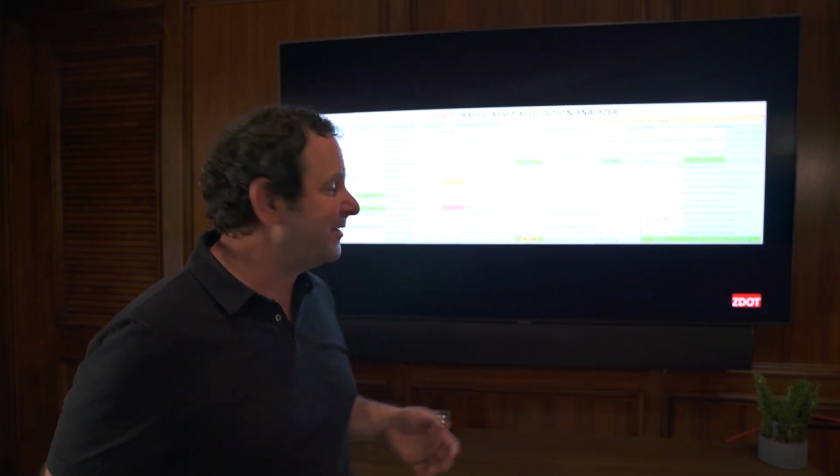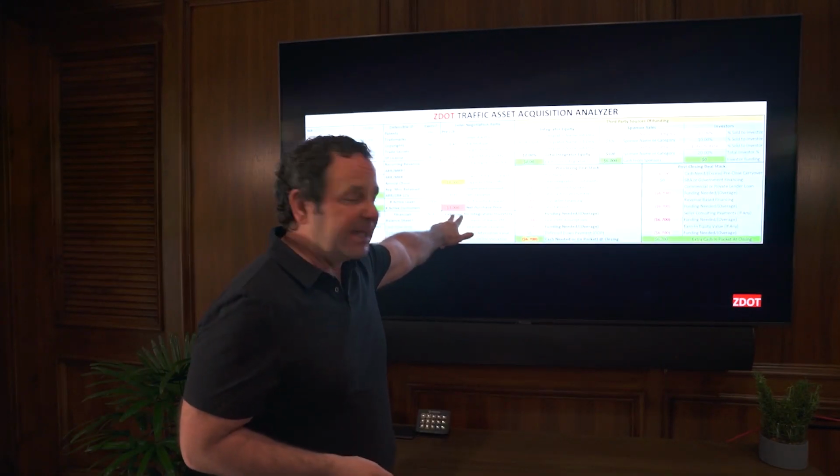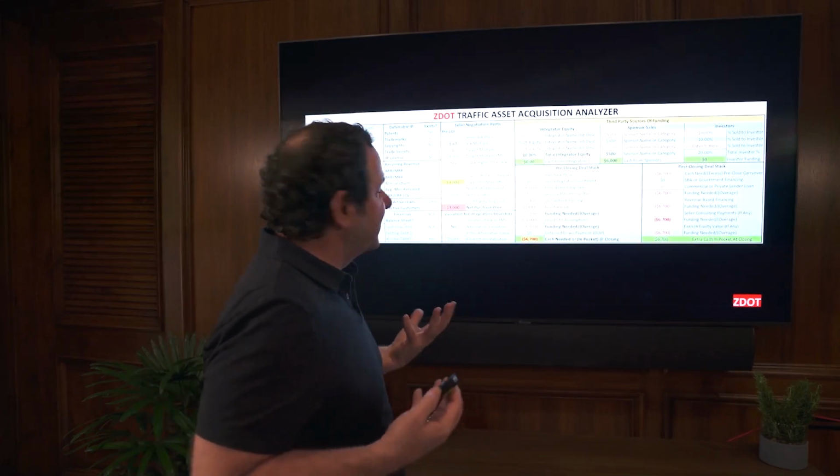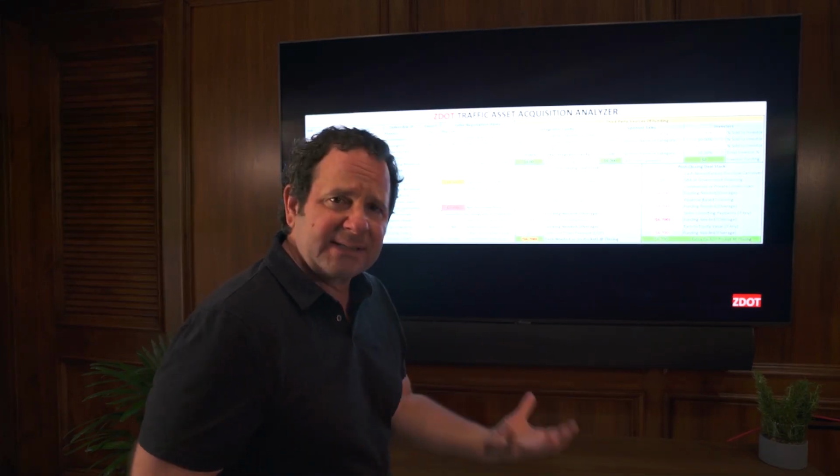Because one of the ways to afford these Zdot assets, if they're expensive, is just don't buy 100%. Buy 60%, right? You'll still be saving money. Then you'll calculate your net purchase price. Then we say, how are we going to value this if we have third parties come into the deal?